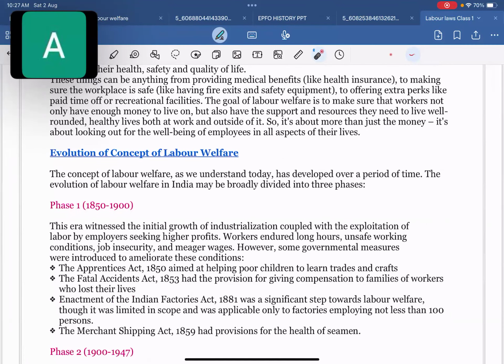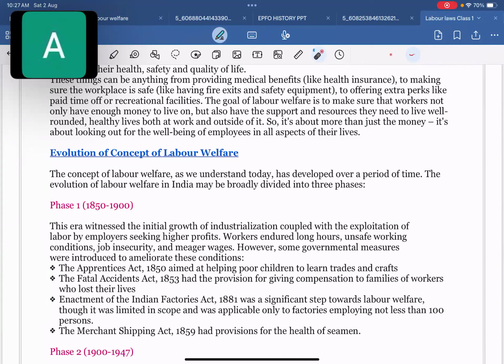The concept of labor welfare as we understand today has developed over a period of time. The evolution of labor welfare in India may be broadly divided into three phases. So first is phase 1, 1850 to 1900.